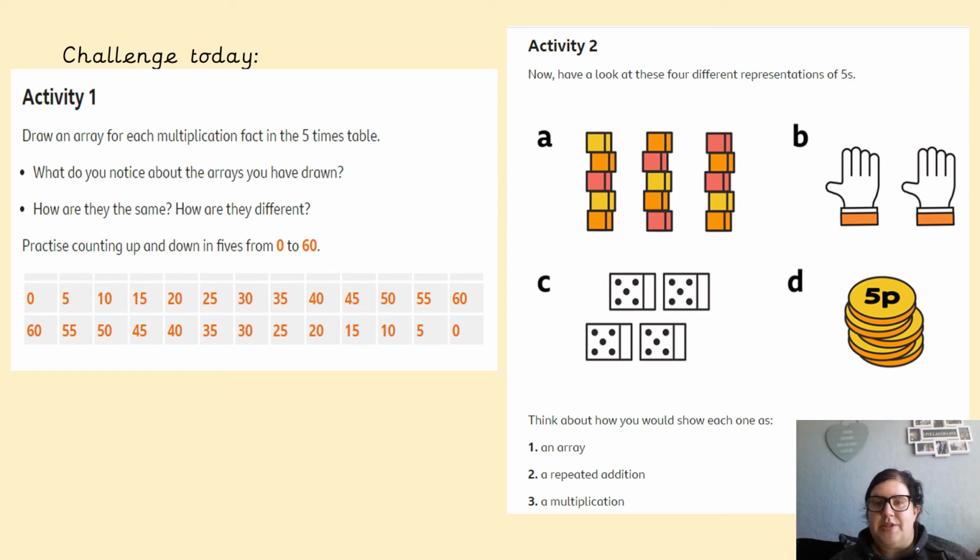And then activity 2, now have a look at these 4 different representations of 5. Think about how you would show each one as an array, a repeated addition, and a multiplication.